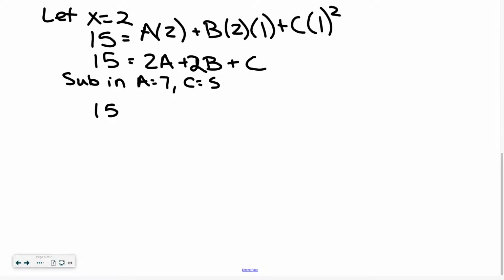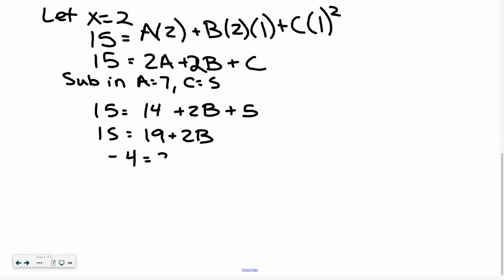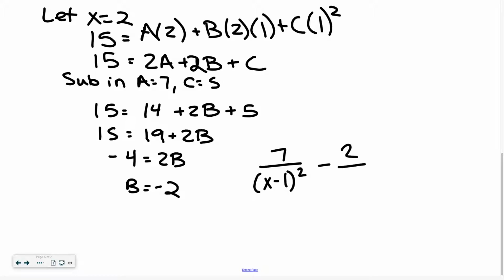So this is kind of like feeling more like a system, because I'm like, okay, I had 3 equations, now I'm making substitutions, and I'm solving the system. This is 15 equals 19 plus 2b, so negative 4 equals 2b, and b equals negative 2. So what do we have? 7 over x minus 1 quantity squared plus, nope, I could do a plus negative 2, or I can do a minus 2 on this one, over x minus 1 and plus 5 over x. Did I get that right?